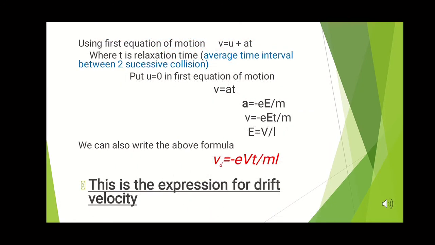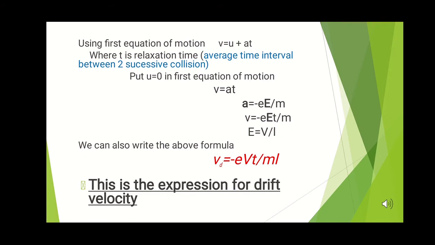So the value of acceleration from the last slide is a = -eE/m. Now we are using the first equation of motion, v = u + at. Here the t is called the relaxation time.